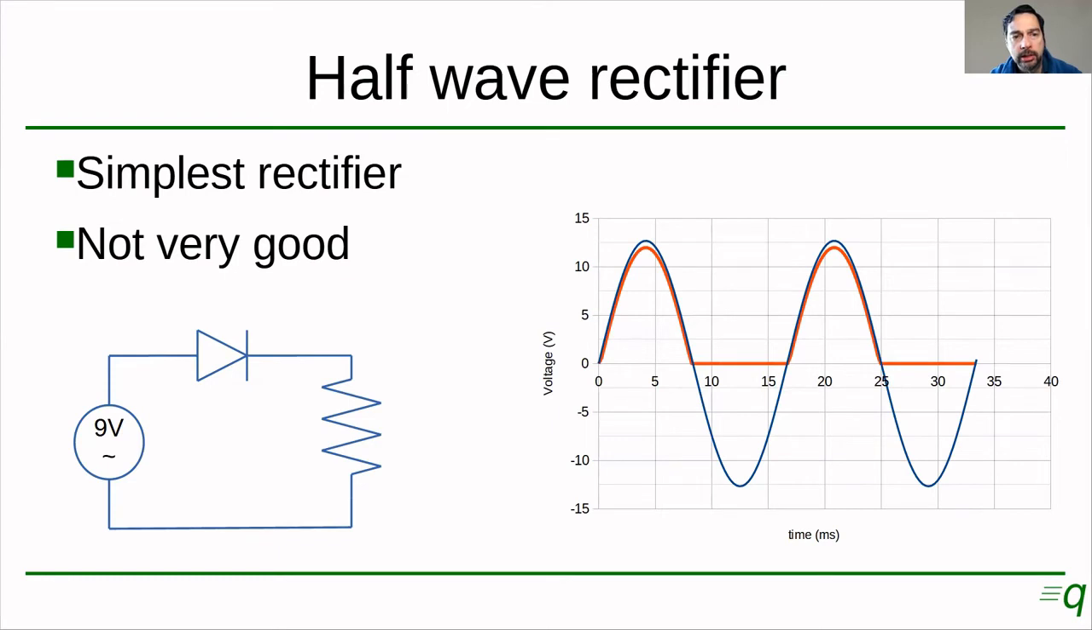So let's start with this circuit here on the left. This is called a half-wave rectifier. Let's assume we have a 9-volt power source, but AC. Remember, this wave here means that this is an AC source. So it doesn't have a positive and a negative terminal, but the polarity alternates from positive to negative many times per second.